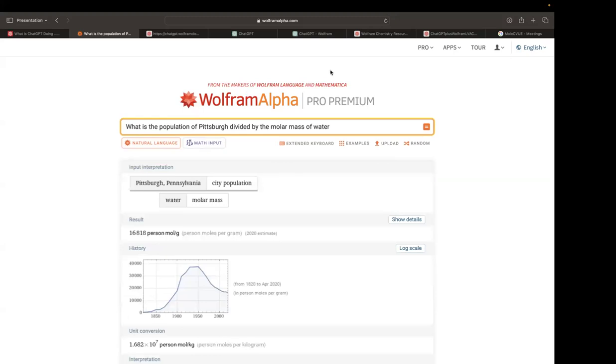But this is the sort of thing that Wolfram Alpha is able to do. It knows how to parse that into a computation of finding the city population of Pittsburgh, and knows how to get out the molar mass of water. And then it does the division and keeps track of units, which in this case would be person times moles divided by gram. Now, this isn't surely what you needed to see after dinner tonight, but it is just an example of the sort of fun STEM stuff that you can do with Wolfram Alpha.